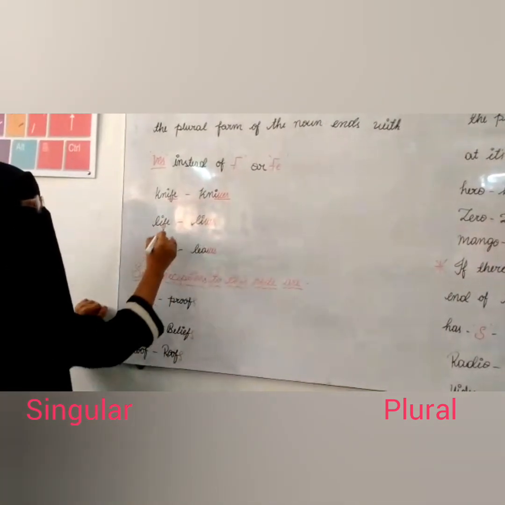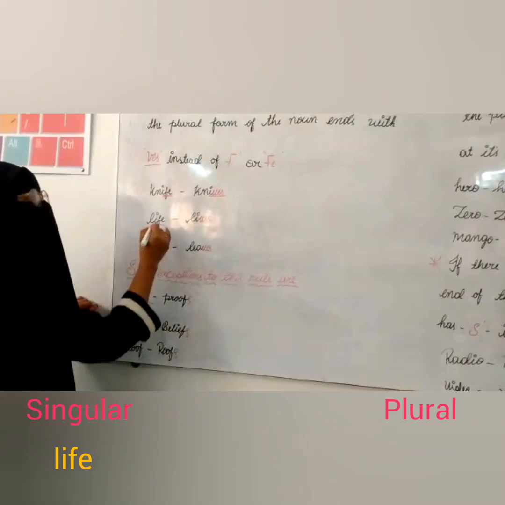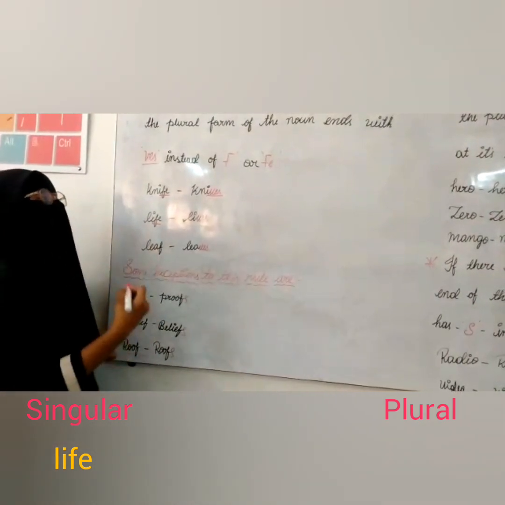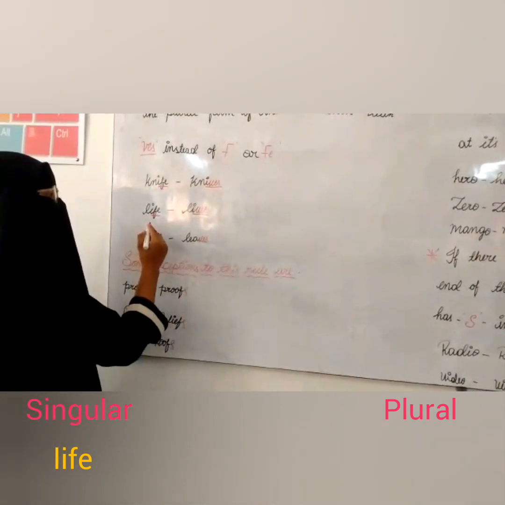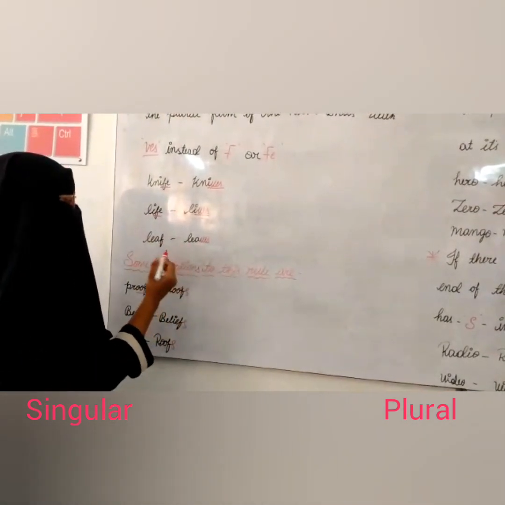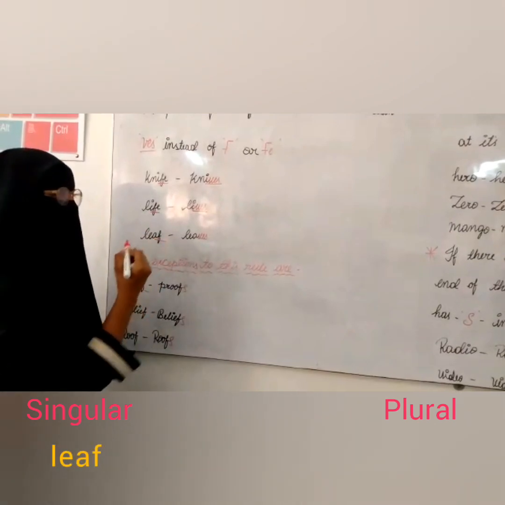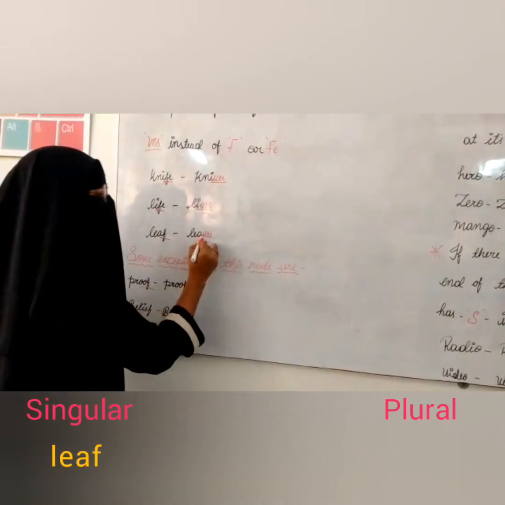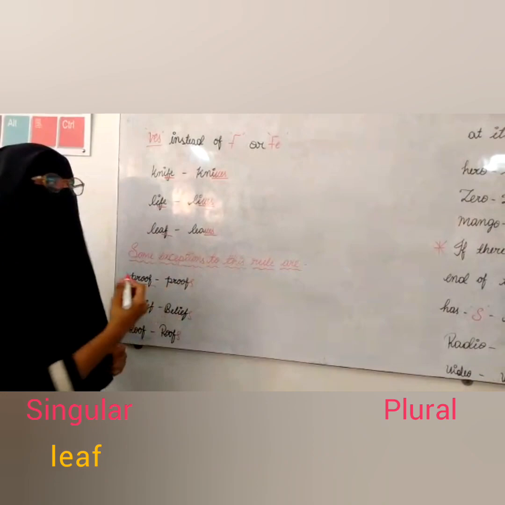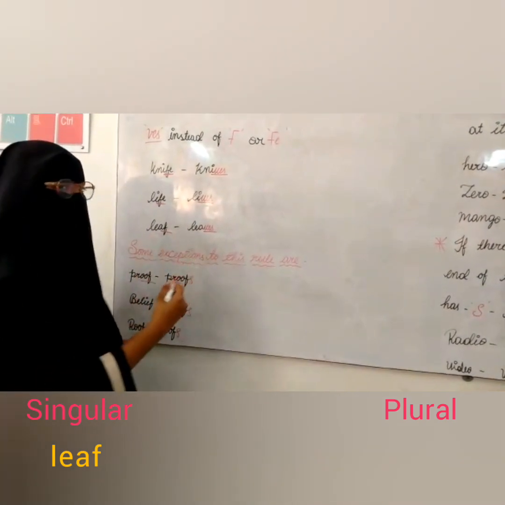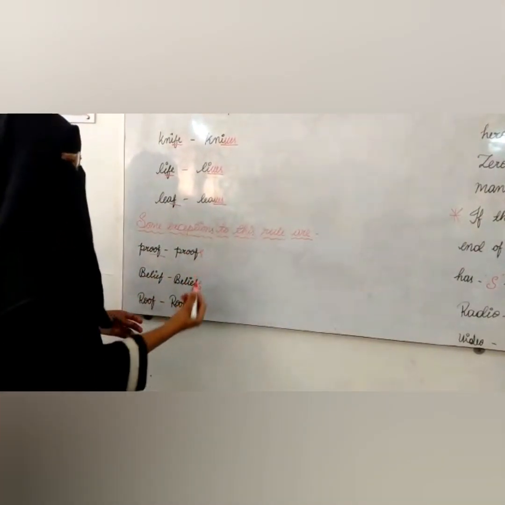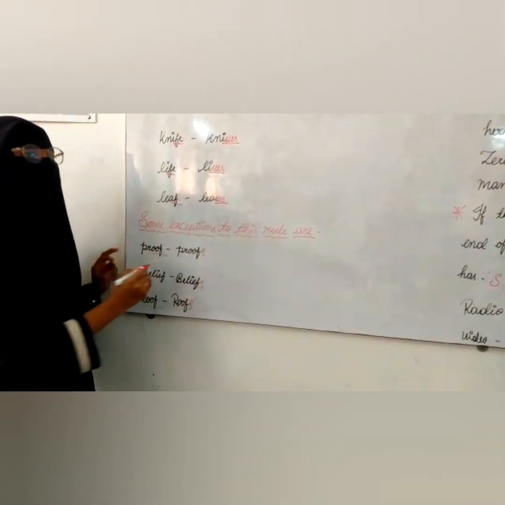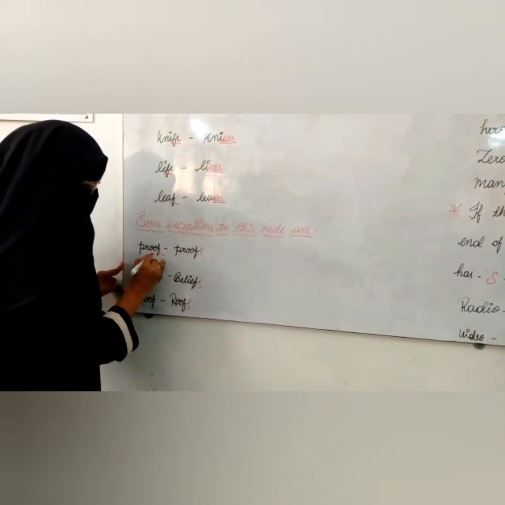Like this, the word life ends with the letters FE. So we have to add VES to make it plural. Then life becomes lives. Like this, the word leaf ends with the letter F. We have to add VES to make it plural. Then leaf becomes leaves.